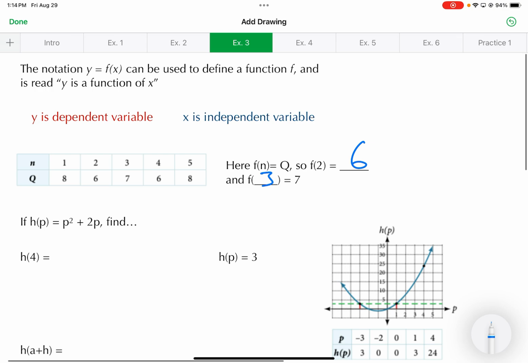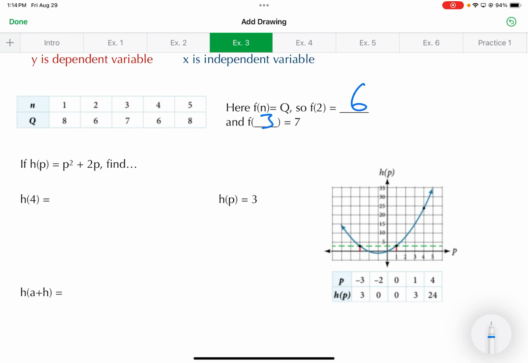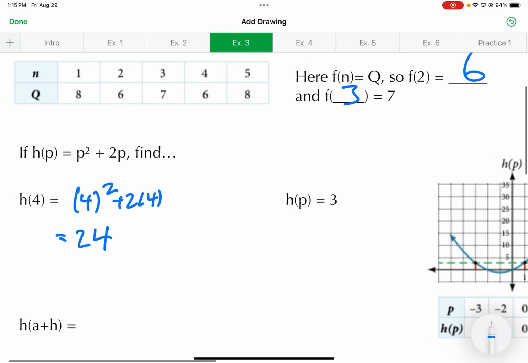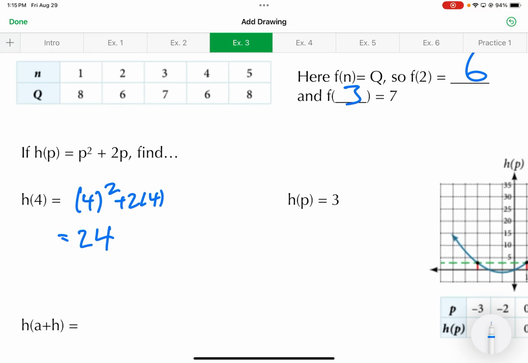And then below, if we have h of p equals p squared plus 2p, let's find the following, okay? So h of 4, what is that asking me to do if it wants us to do h of 4? Yeah, plug 4 in, right? So we would get 4 squared plus 2 times 4, which gives us what? 4 squared is 16 plus 8 gives us what? Yay, 24.